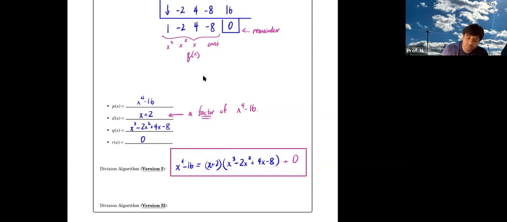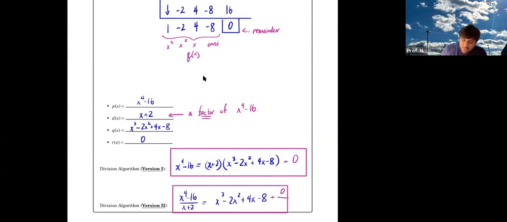And then what is the division algorithm? X to the 4th minus 16 over x plus 2. This is the result, x cubed minus 2x squared plus 4x minus 8. And of course, you can say plus 0 over x plus 2, but 0 divided by anything is just 0. So I don't even need that part. Okay, so this is the synthetic division.